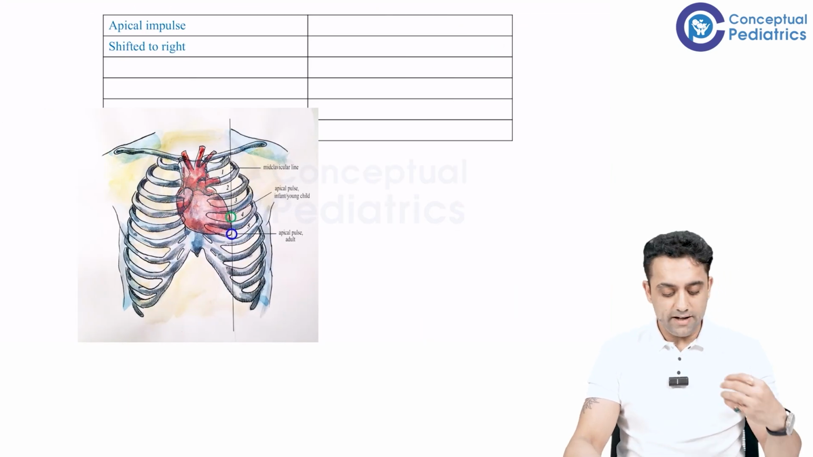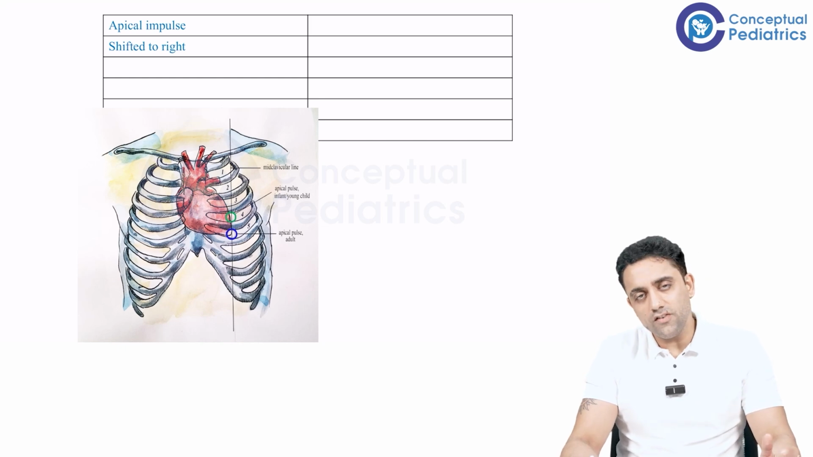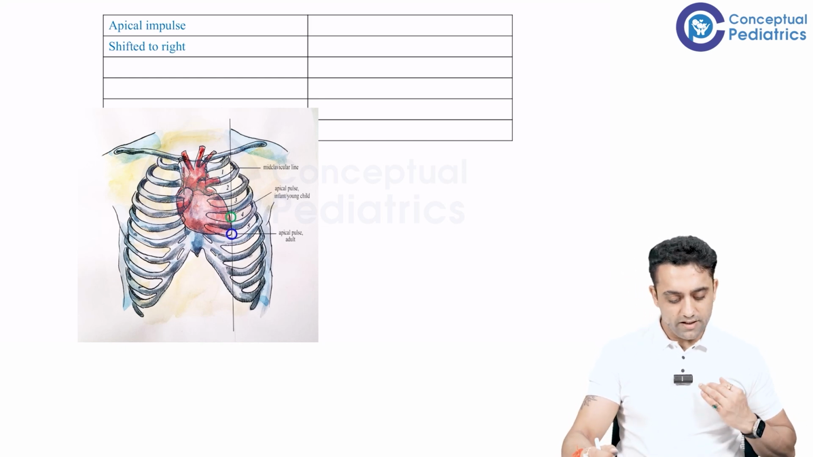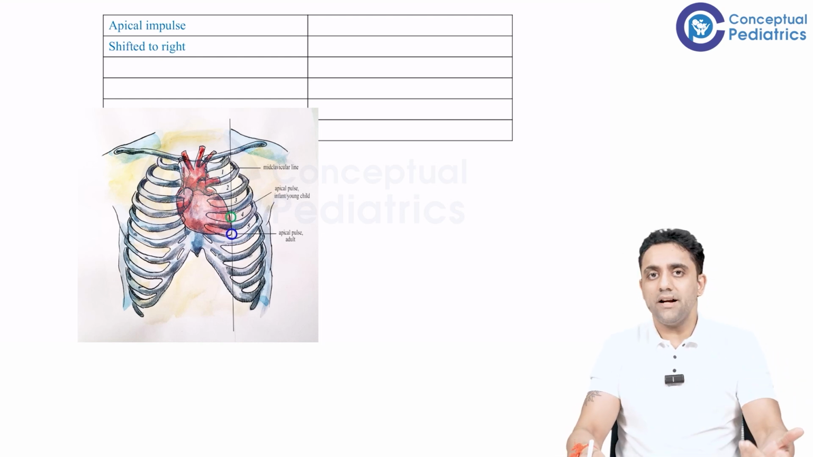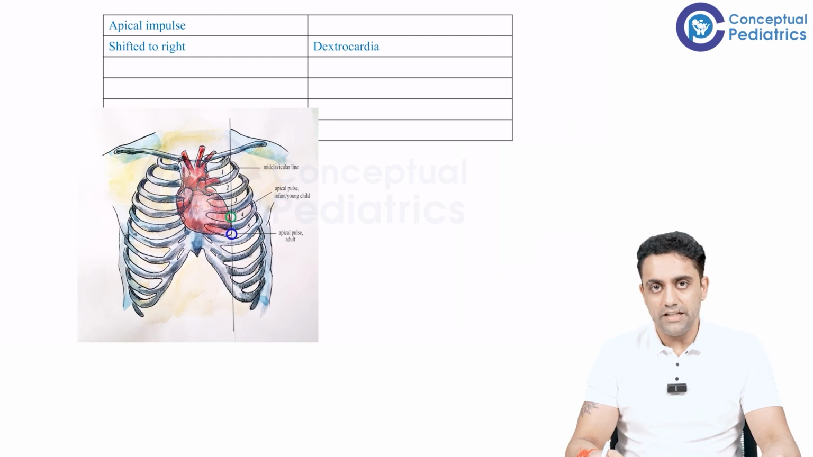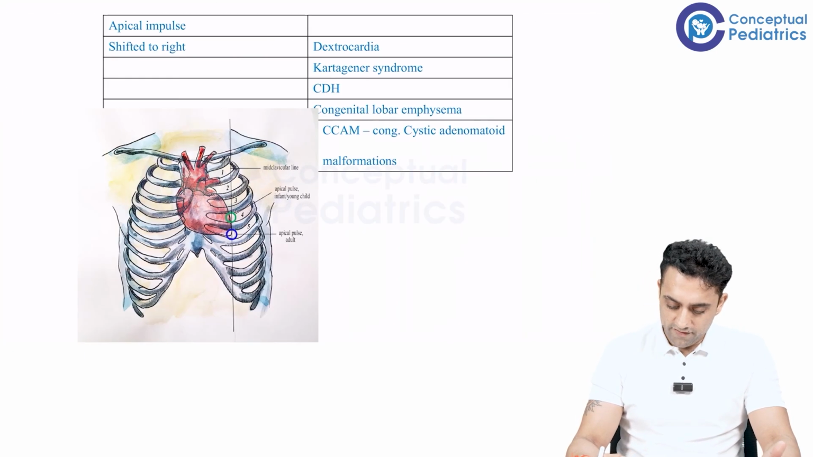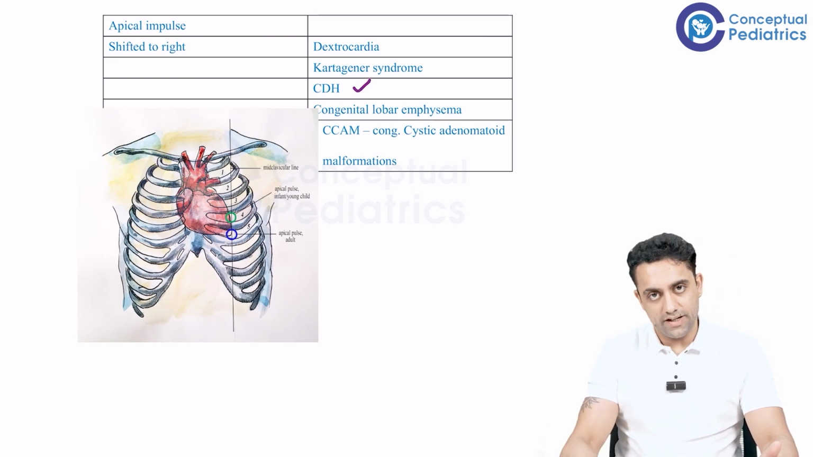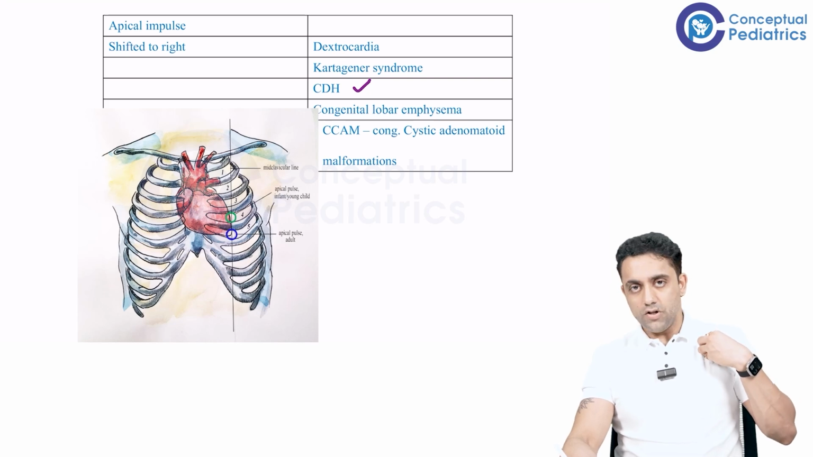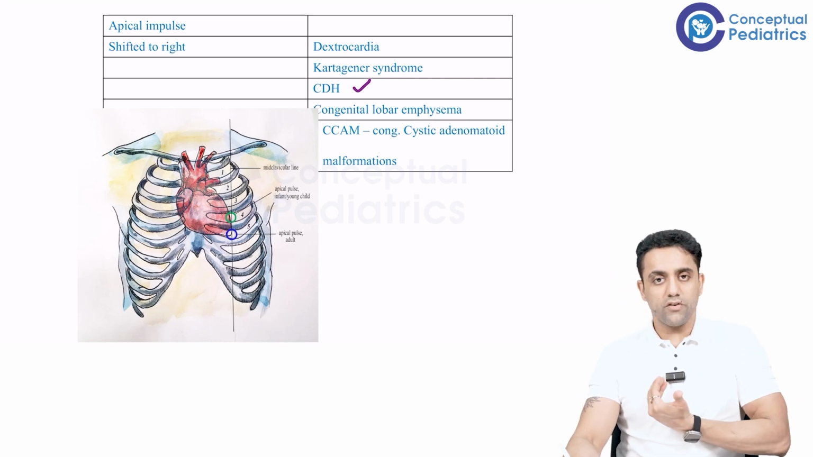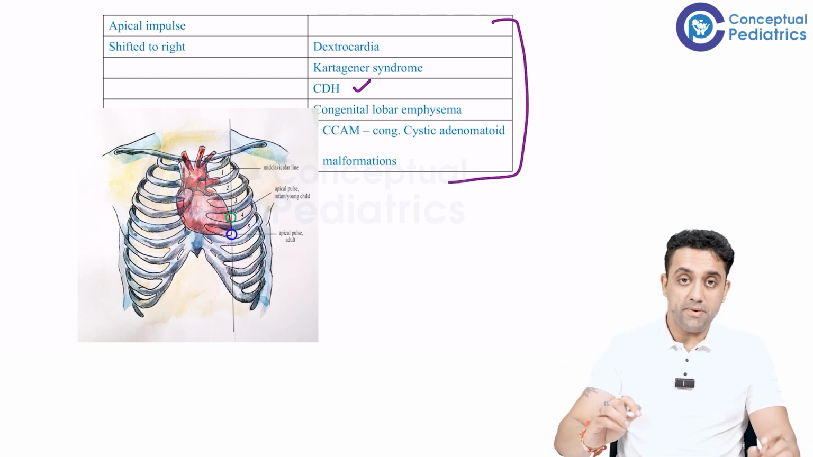What about the apical impulse shifting to the right? Can I say dextrocardia? Have you heard of Kartagener syndrome, where the heart itself is on the right side? If the heart is on the right side, automatically the apical impulse will shift to the right. In conditions like dextrocardia, Kartagener syndrome, or congenital diaphragmatic hernia, because the intestine has gone up, it has caused a mediastinal shift, so the apical impulse also shifts. Very basic but very nice points.